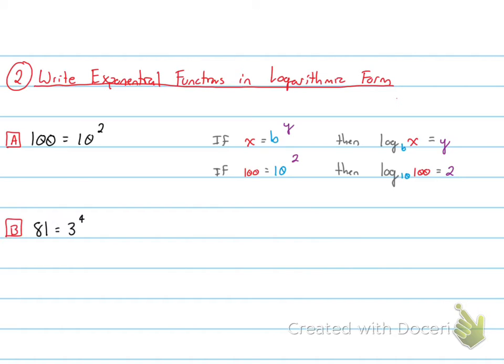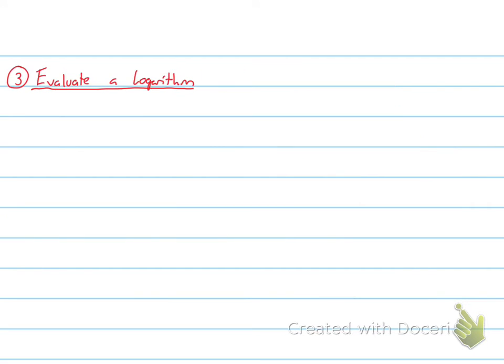To go through it a little quicker, 81 equals 3 to the 4th power. 3 is my base, so I'm going to say log base 3 of 81 equals my exponent of 4. We'll go over in class how to check this on the calculator. Again, I can't express this enough: a logarithm basically just undoes an exponent. That's the main goal here, to work back and forth that way. Here, let's go through evaluating a logarithm.